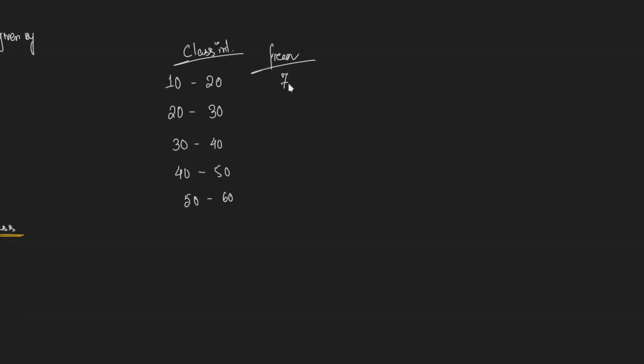The frequencies are 7, 9, 15, 11 and 4, right? So the first task is to identify the highest frequency. The highest frequency is 15, so automatically that is our modal class, right? Now, this is your modal class. To identify the modal class, now you can identify the terms.